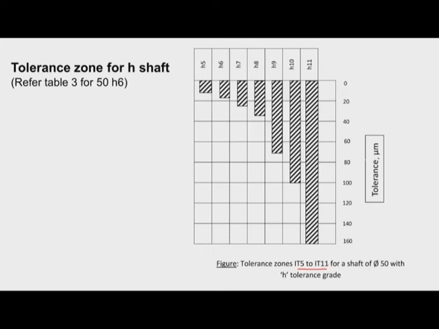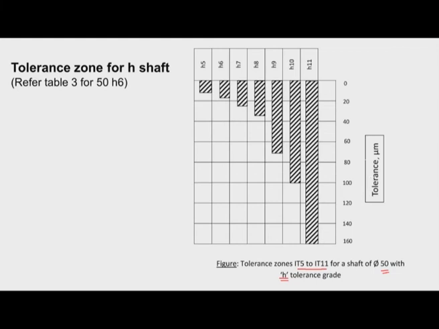You can see here for IT5 this is the amount of tolerance, for IT6 this is the amount of tolerance, and for IT11 we have a very large tolerance of 160 microns. This tolerance value also depends upon the basic size. So this particular picture is drawn for a basic size of 50 millimeter with H shaft and IT grades IT5 to IT11. These numbers indicate the tolerance.